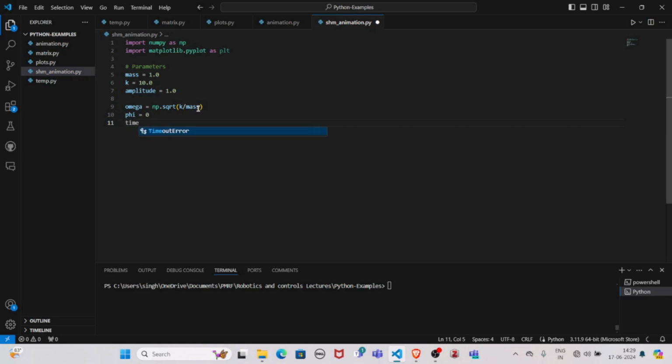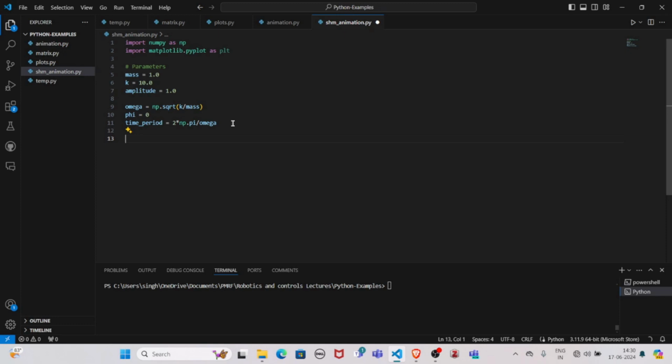And then time period. Time period was given by 2 into pi divided by omega. The thing is, pi is not by default present in Python. So what you can do is either you can use some approximate value of pi, or numpy gives you the option of using pi as np dot pi. Okay, so we are using that.